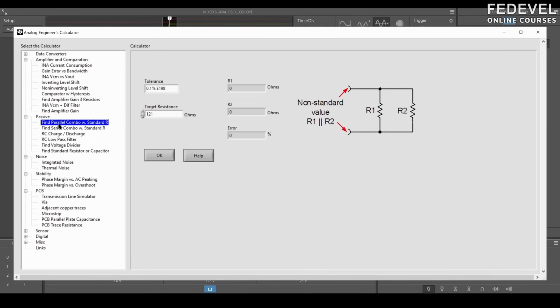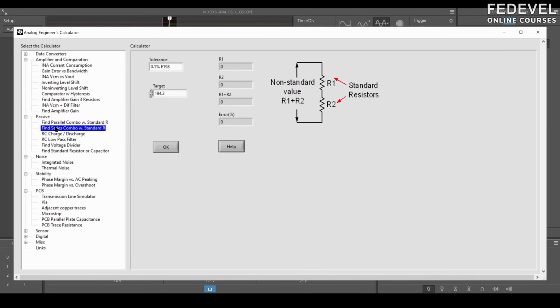Passive component ones. These seem kind of basic, but like parallel. What helps is standard value. How do you get an unusual value? Let's say 112 ohms. Maybe it's not a standard value. You could get 100 ohms and a 12 ohm resistor in series, and you'll have 0% error. So the standard value is the key here.